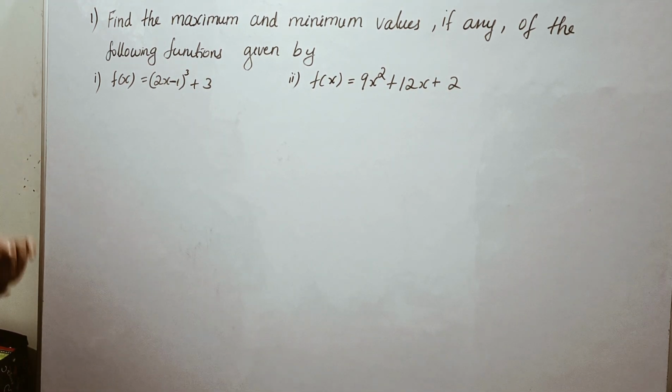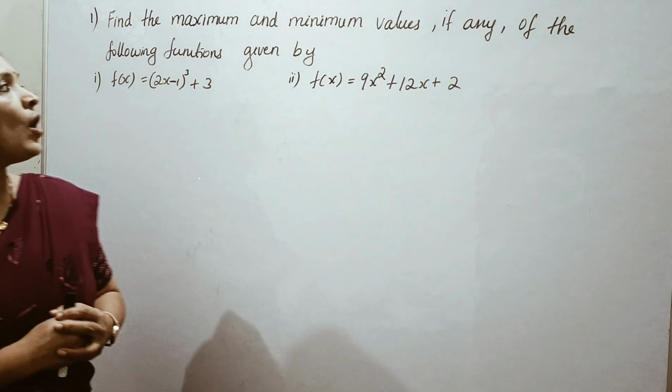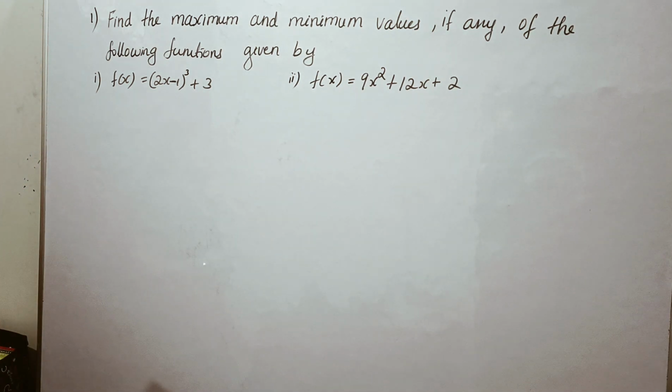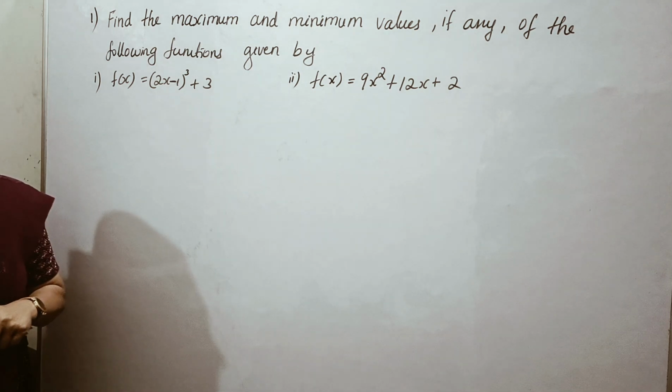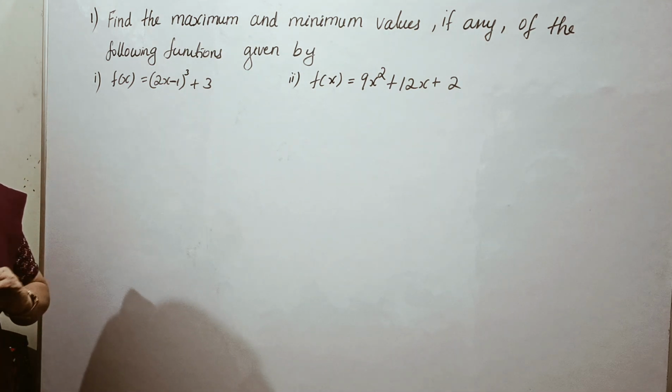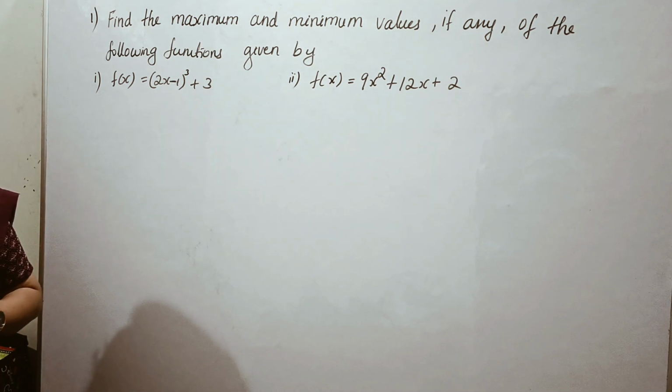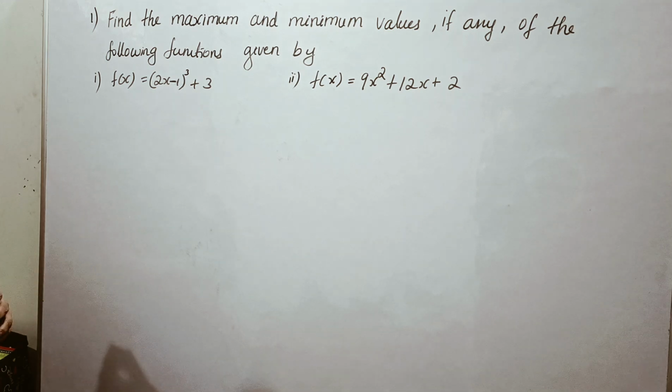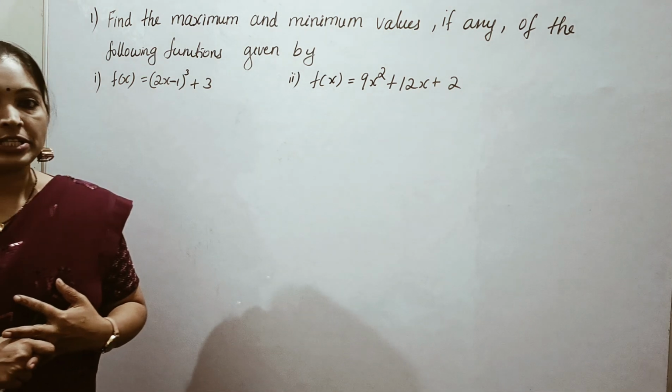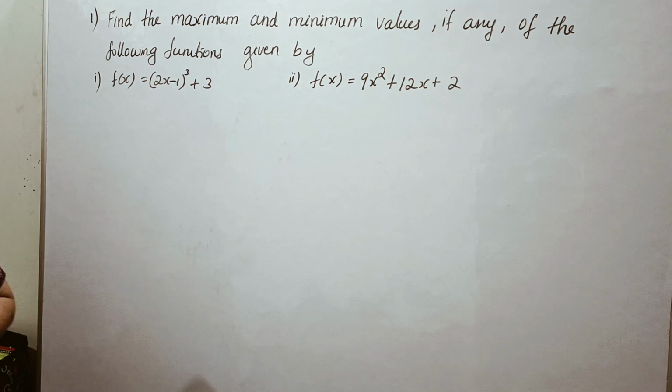So first question, find the maximum and minimum values, if any, of the following functions. The first function is f of x is equal to (2x minus 1) whole cube plus 3. So here we have to find the maximum and minimum values of the function. Here we will apply the second derivative test, okay. It is the easiest method.